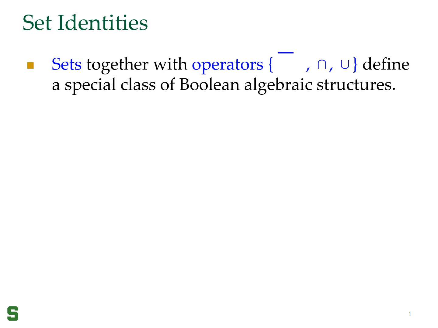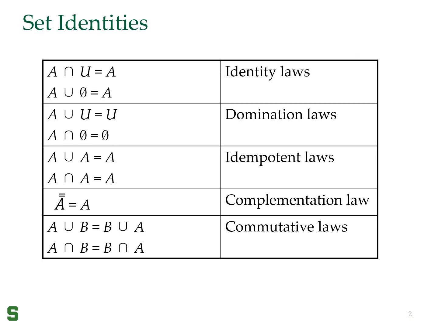Sets together with the operators complement, union and intersection define a special class of Boolean algebraic structure. Essentially, complement works like a NOT operator, intersection works like an AND operator, and union works like an OR operator. So we can take the rules that we had from Boolean logic and convert them for set theory as well.